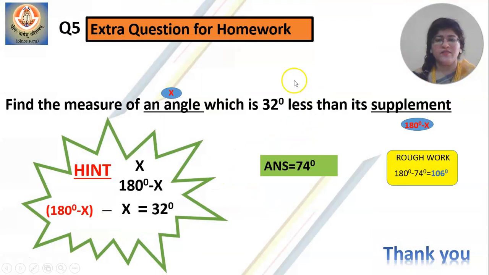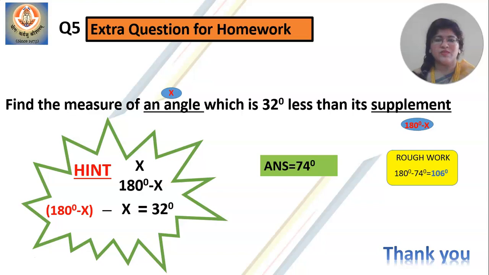Find the measure of an angle which is 32 degrees less than its supplement. An easy way of doing such type of questions. Find the measure of an angle. Let the angle be x, or you can take the angle as y. You know that this question is based on supplementary angles. So if the angle is x, its supplement will be 180 minus x. If the angle is y degrees, its supplement will be 180 minus y degrees. If the angle is z degrees, its supplement will be 180 minus z. And if the angle is m degrees, its supplement will be 180 minus m.